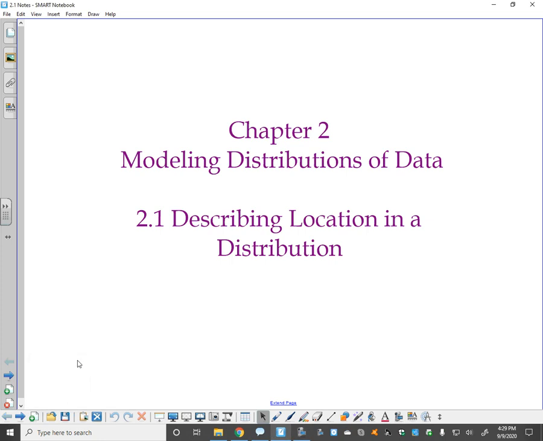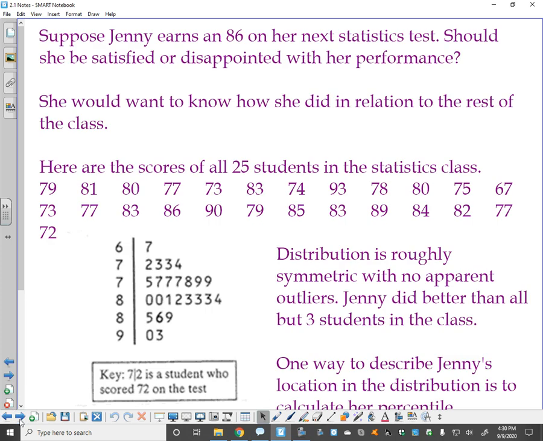Okay, so moving into chapter 2, we're going to talk about more details about a distribution, and not just describing the distribution, but a specific location within the distribution. Suppose Jenny earns an 86 on her next stats test. Should she be satisfied or disappointed with her performance?